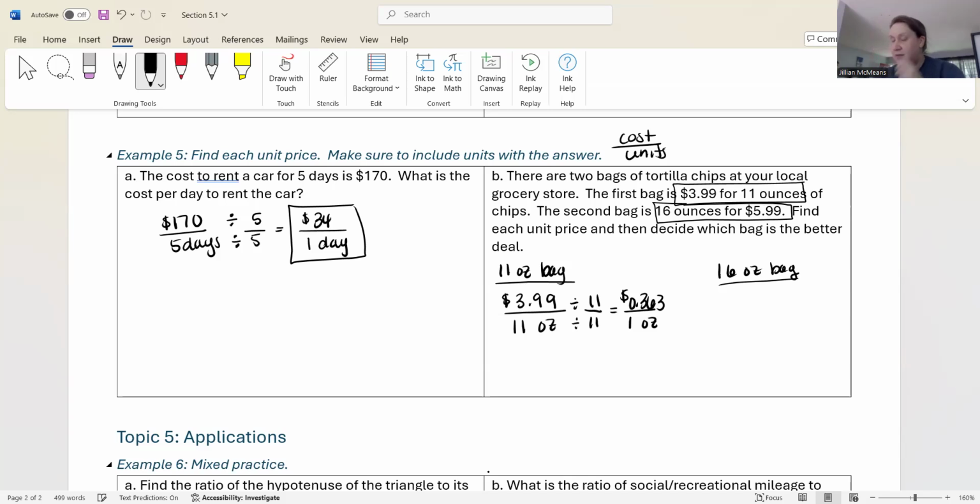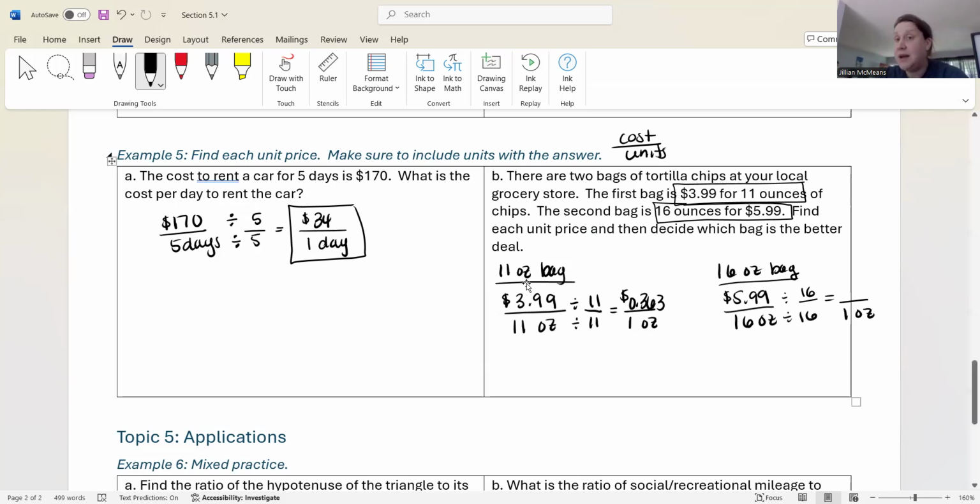So far we know the 11-ounce bag is a little bit more than 36 cents per ounce. Let's see how that compares to the 16-ounce bag. The 16-ounce bag we knew was $5.99. We want to divide that by 16 ounces. So essentially we're dividing top and bottom by 16. My denominator is going to be 1 ounce, and then we'll go to the calculator.